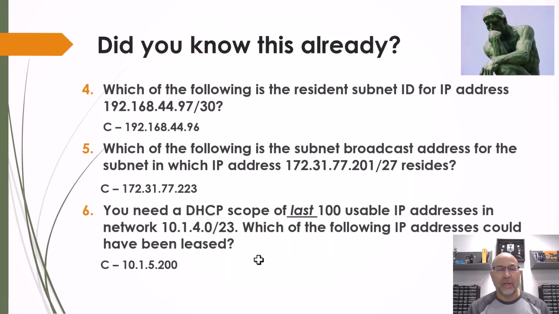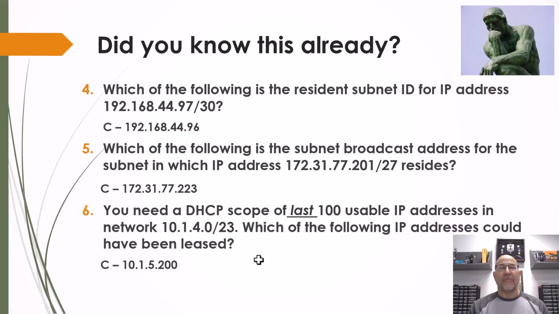So this last one is a little bit of a design problem. You are building a DHCP server, and we need a DHCP scope that provides the last 100 usable IP addresses in the network. Now, the first time I looked at this, I was like, oh, this is pretty easy. But what we want is the last possible addresses in the subnet and specifically the last 100.